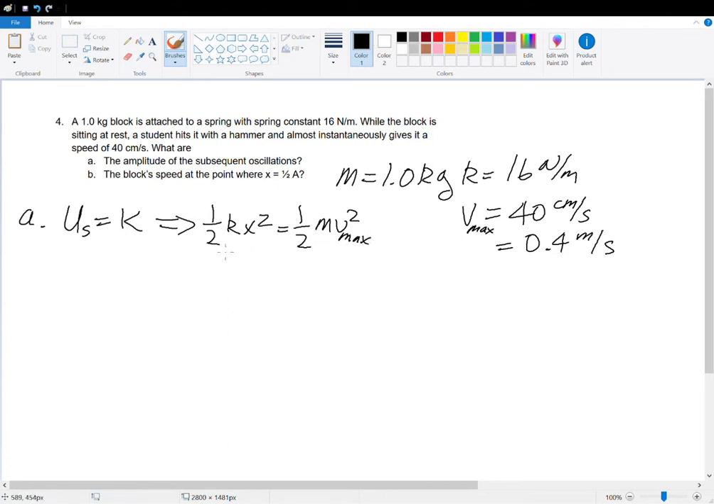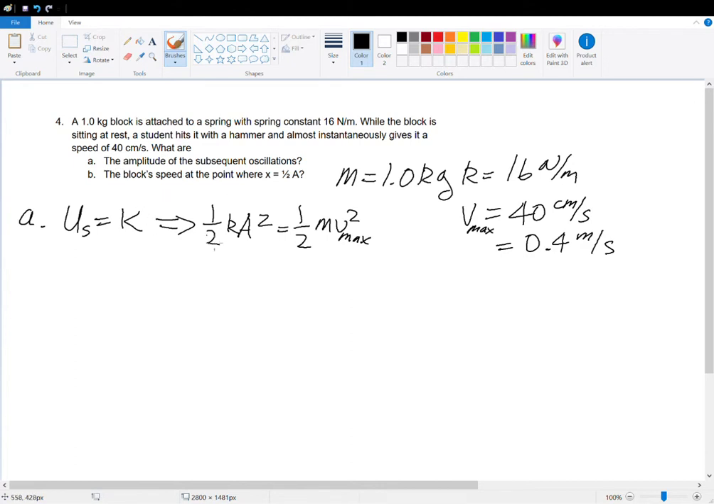But wait, even though this is our equation for potential spring energy, this x has to be the maximum possible x, right? Because this is when it's at its maximum compression. So what we can do instead is take this x max and replace it with A, the amplitude. Because the amplitude is just the maximum possible displacement of the spring from its midpoint. So therefore this is just 1/2 k A squared is equal to 1/2 m v max squared.